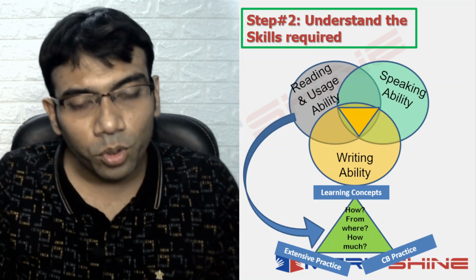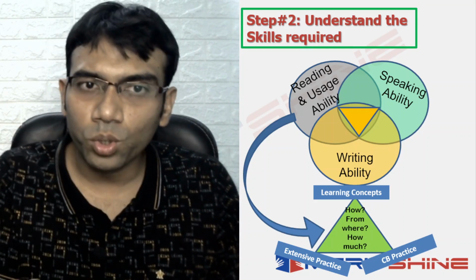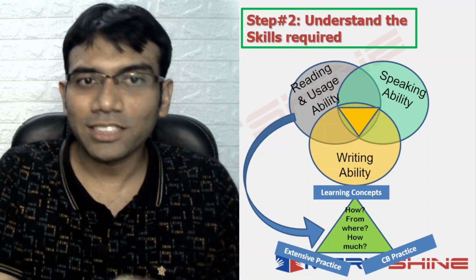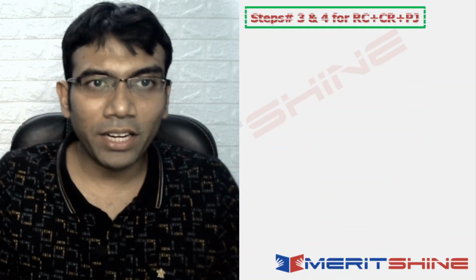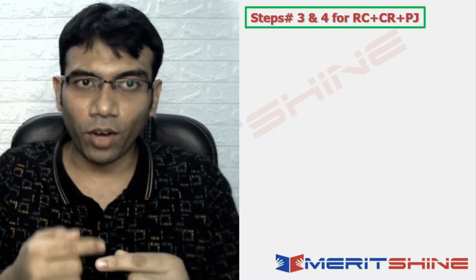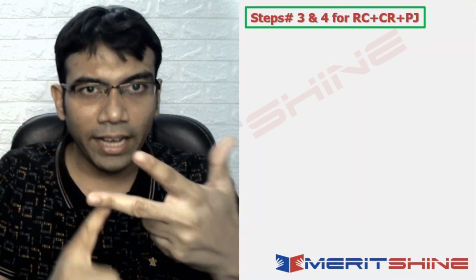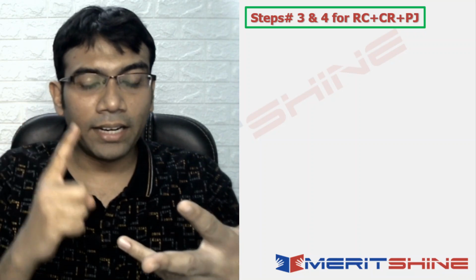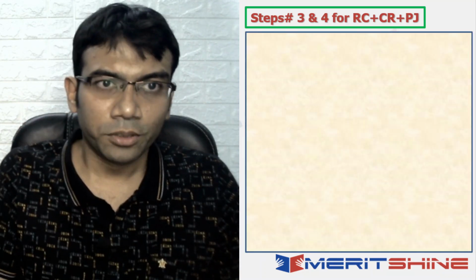How much time would be needed for each of these activities, from where you should do it, and how you should do it, is what we are going to discuss in our step 3 and step 4. So step 3 and 4 for RCRPG. We will take them one by one. We will take RCRPG, then fill in the blanks and vocabulary, then grammar, then descriptive, and then speaking skills. We take them in this order.